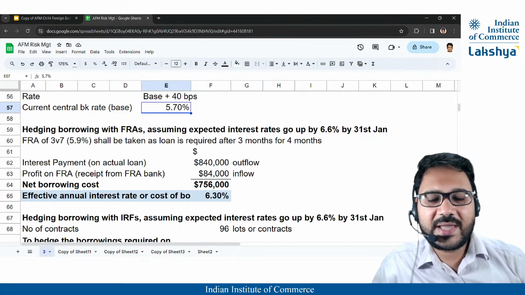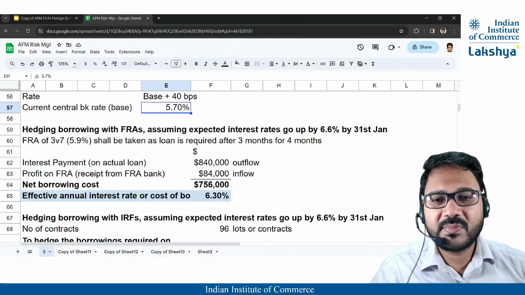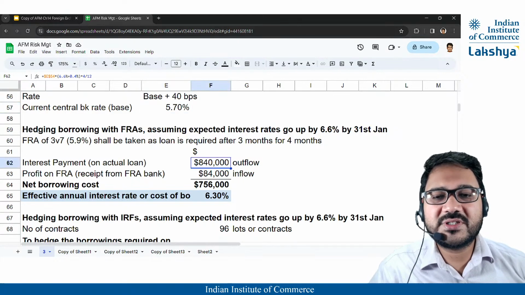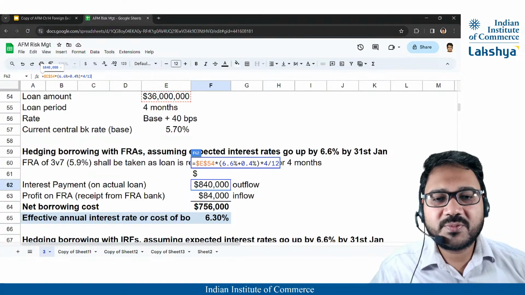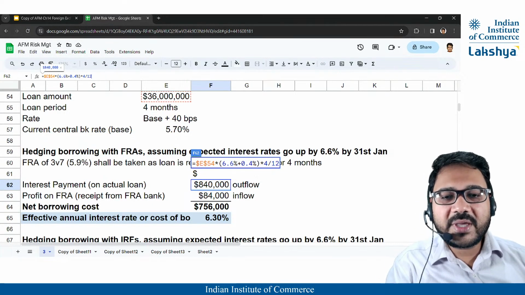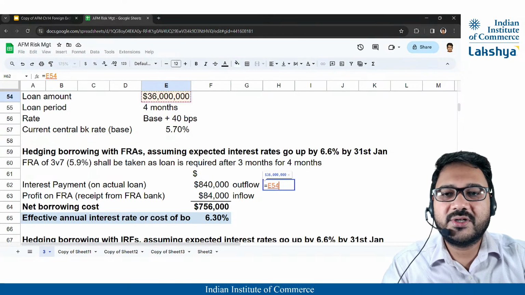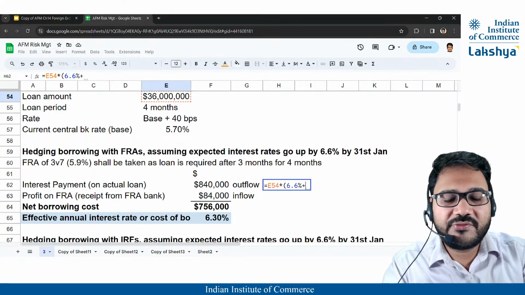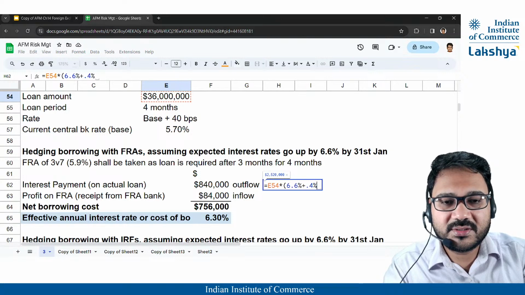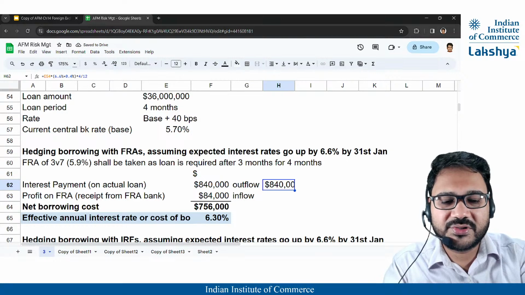So the way the transactions happen is on the 31st of Jan, we will take an actual loan. The actual loan that we take is at 6.6%. So if you see over here, we are taking the actual loan that is $36 million at 6.6% plus 40 bips. Okay. For how many months? 4 months into 12. Okay. So it's very simple. It's just $36 million into 6.6% plus 40 bips, that is 0.4%. Okay. For how many months? Into 4 divided by 12. Right. So you will get $840,000.